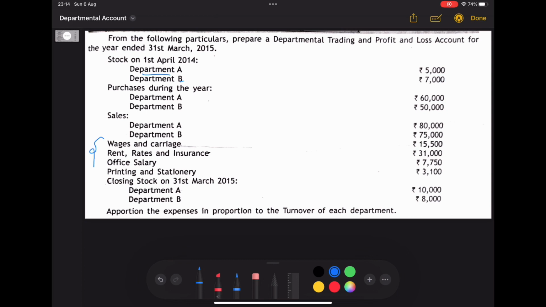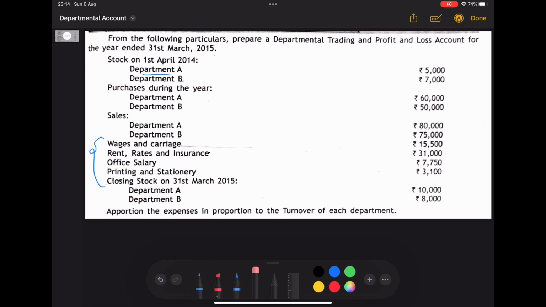And other expenses like wages and carriage 15,500, rent, rate and insurance 31,000, office salary 7,750, printing and stationery 3,100, and closing stock on 31st March 2015 for department A 10,000 and department B 8,000.